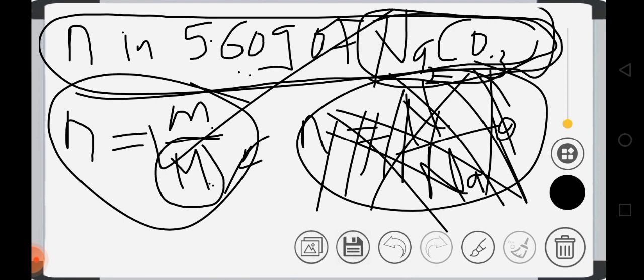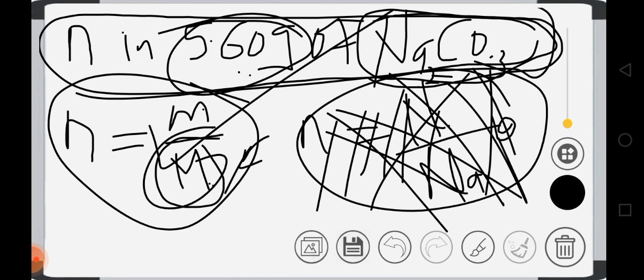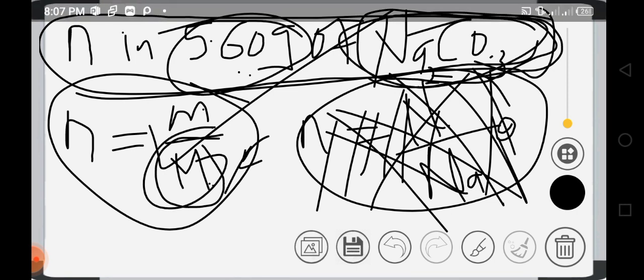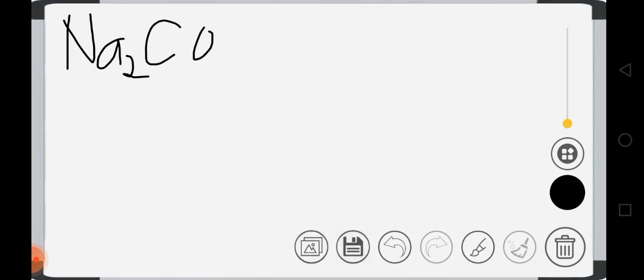So how are we going to use this? The first thing, we already know the mass is this. The next thing now is to get the molar mass from the formula. Let's try and get that molar mass to see what we are going to have. Now we are having Na2CO3. I'm going to do it gently so that you see it.